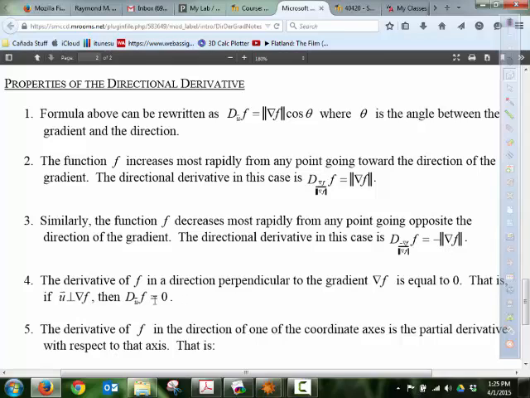Now, if you're moving along a level curve, if you're on the side of the mountain, you look at your map and you decide to follow the contour curve, then you're not going to change in height. So your directional derivative is going to be 0.